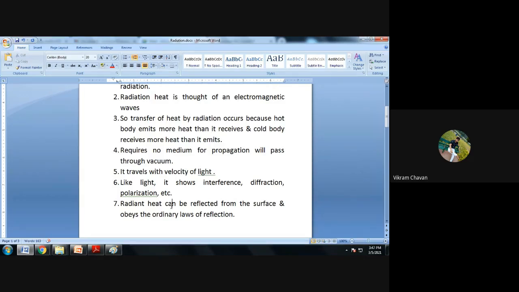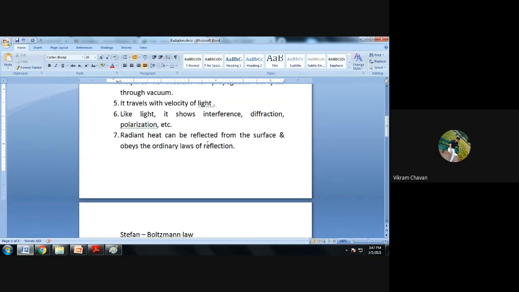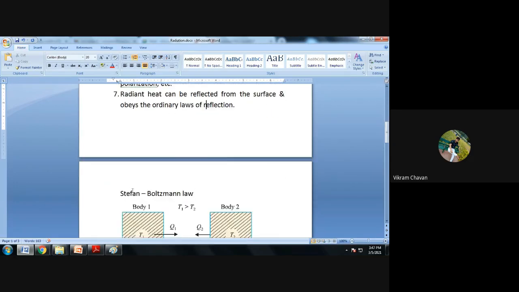So incident ray, reflected ray, angle made in between the normal. All these points we are going to discuss in the radiation chapter. But here you have to remember that radiation heat, or the radiations, follow all the laws related to heat, or the laws related to light. Now, which law is governing the radiation?